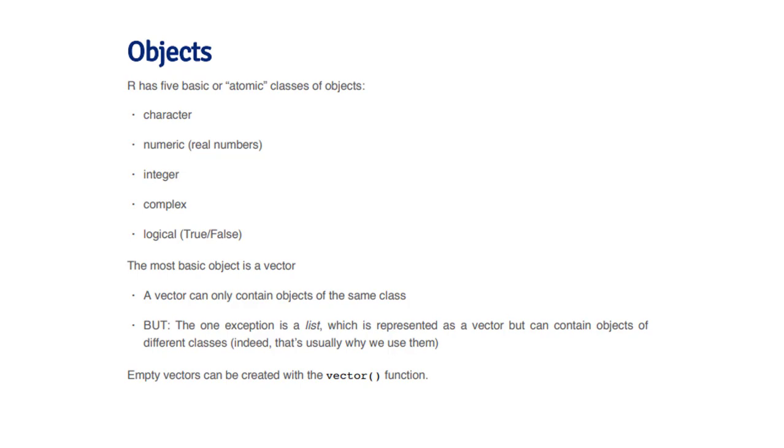You can create an empty vector with the vector function, and the vector function has two basic arguments. The first argument is the class of the object, so the type of object that you want to have in the vector, and the second argument is the length of the vector itself.